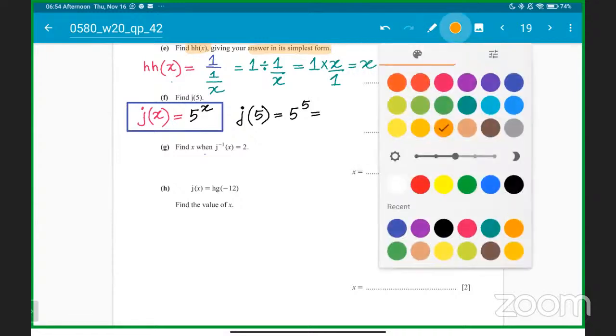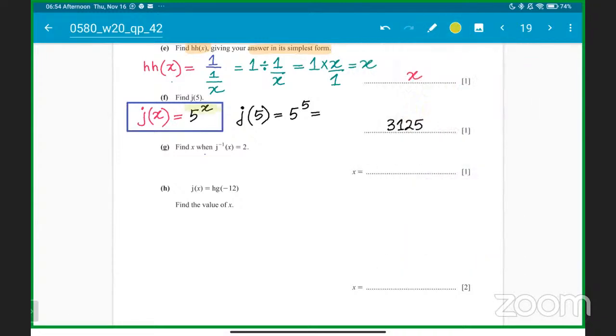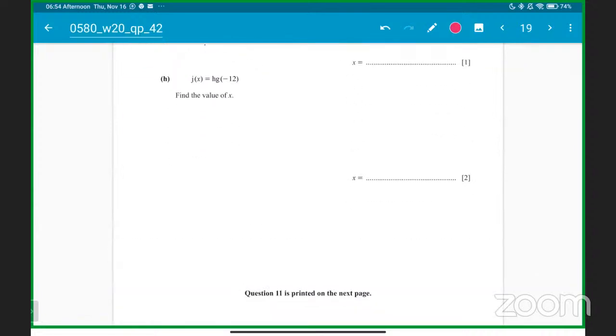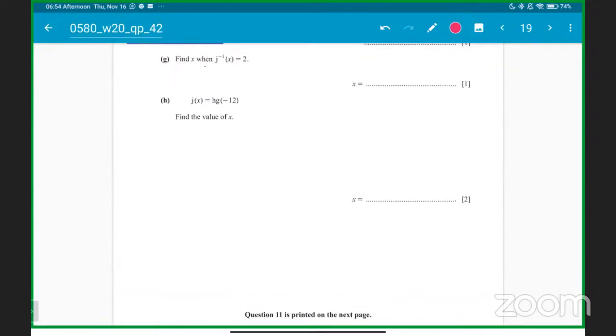This is not a normal function. It is an exponential with 5 power of x. So students need to understand the trick here. Follow carefully. Always remember this. J inverse of x is equal to 2. This is being multiplied here, so I can divide it there, 2 divided by j inverse, because j inverse is being multiplied with x to equal 2.